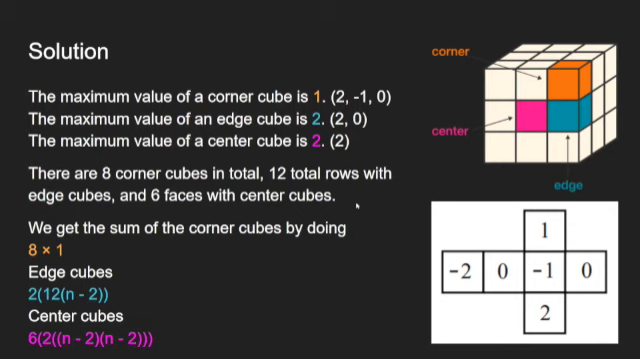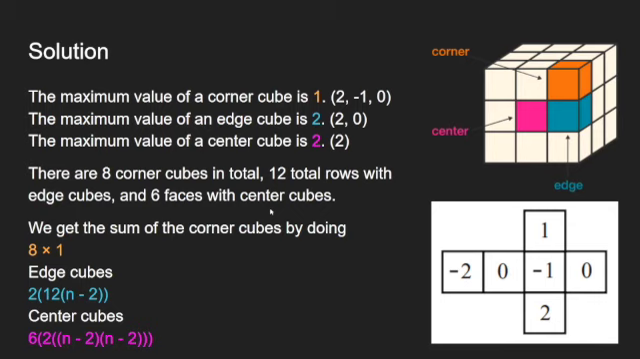And the maximum value of a center cube is 2, and it is just 2 since it only shows one side of the cube. So there are 8 corner cubes in total on the giant cube. There are 12 total rows with edge cubes since there are 12 edges on a cube, and there are 6 faces with center cubes since there are 6 faces on a cube.